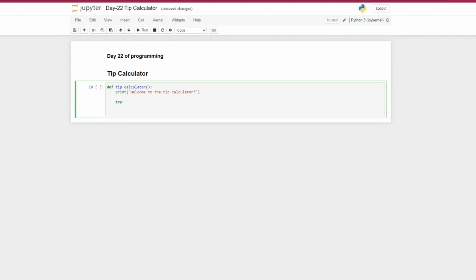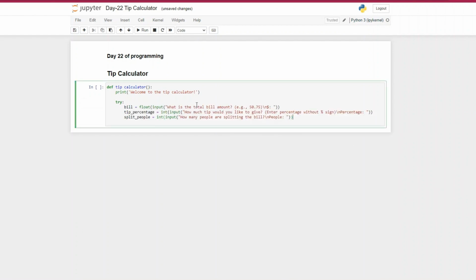And then I want to get my input from the user. So we said we would have three inputs. So bill: we want them to enter the total amount of the bill and then convert it to float. And then we want to get how much percentage of tip, and this should be an integer. And then how many people are sitting. And if they enter an alphabet rather than a number, I don't want my code to fail. Instead, I want to accept the value error.